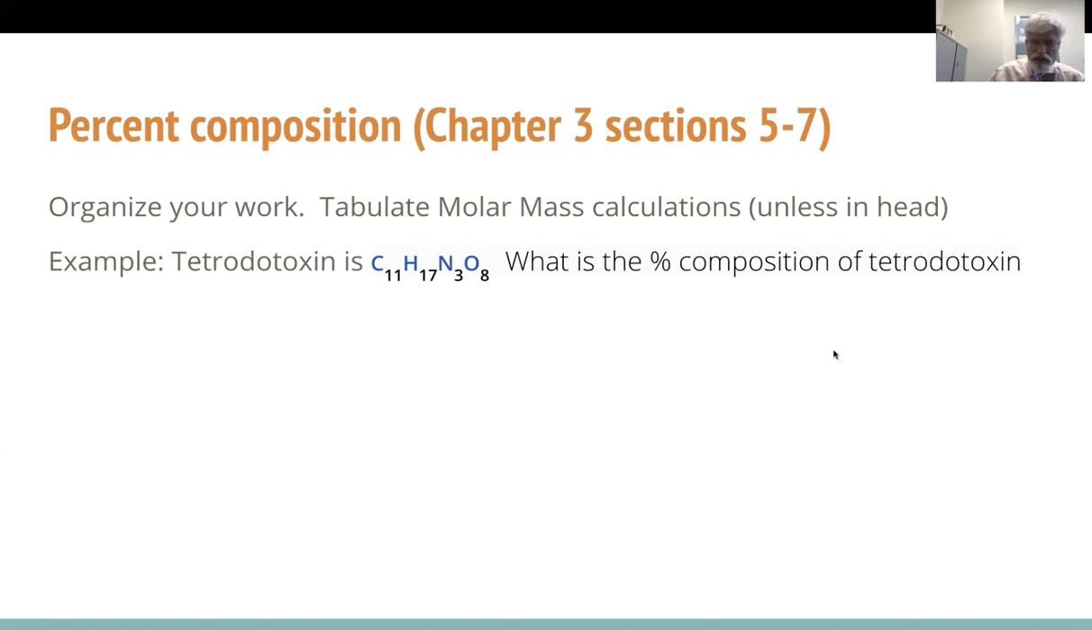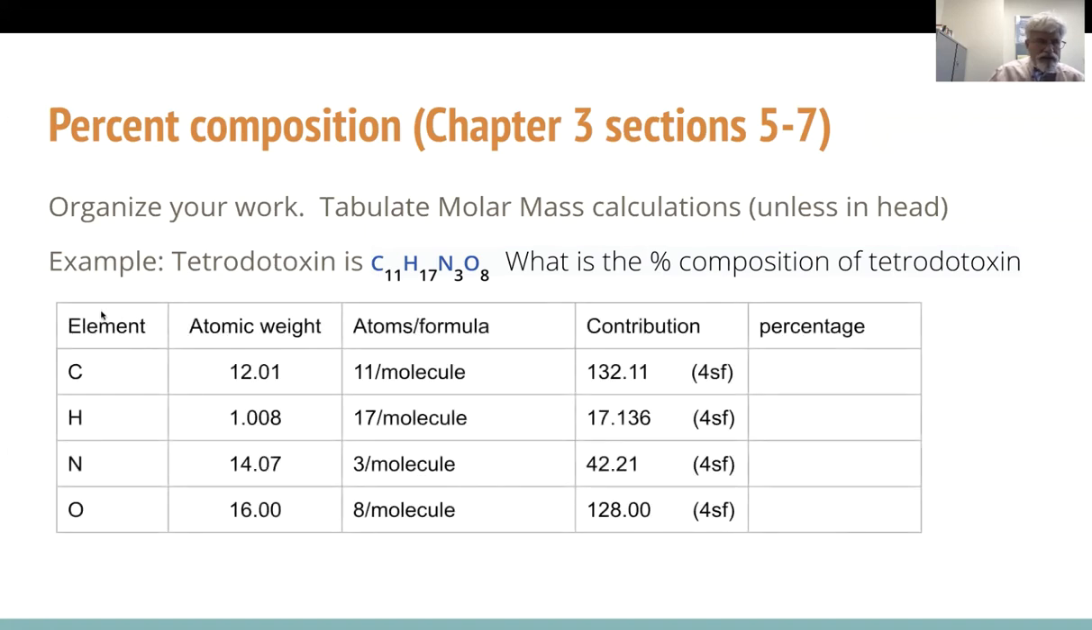Now, to do that, I like to organize my work. I set up a table. Element, atomic weight, atoms per formula, contribution. Now, these, if we were to draw these out by hand, they would get a little more complicated looking. I'd have 11 atoms of carbon per molecule of C11H17N3O8. And this would have the units of grams of carbon per mole of carbon. So in fact, when our units work out this way, this is the grams of carbon per mole of molecule. This is the grams of hydrogen per mole of that molecule.